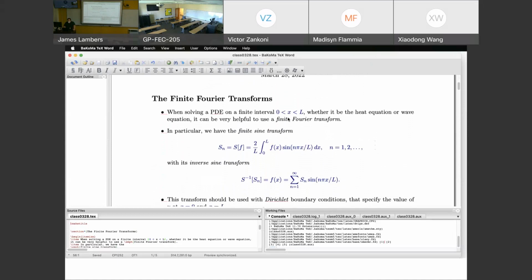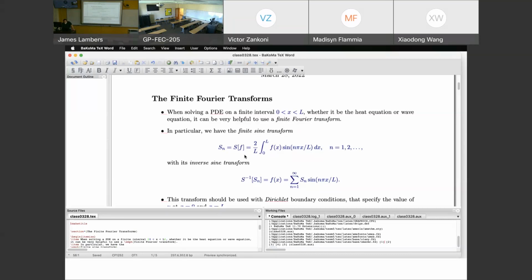Now, when we're dealing with a PDE on a bounded interval, like 0 to L, we've seen how we can use separation of variables to solve it. And we can also use a finite Fourier transform. We have seen these finite Fourier transforms before, but you'll recognize a similarity between this approach and using separation of variables. There are really two different perspectives on the same solution technique.